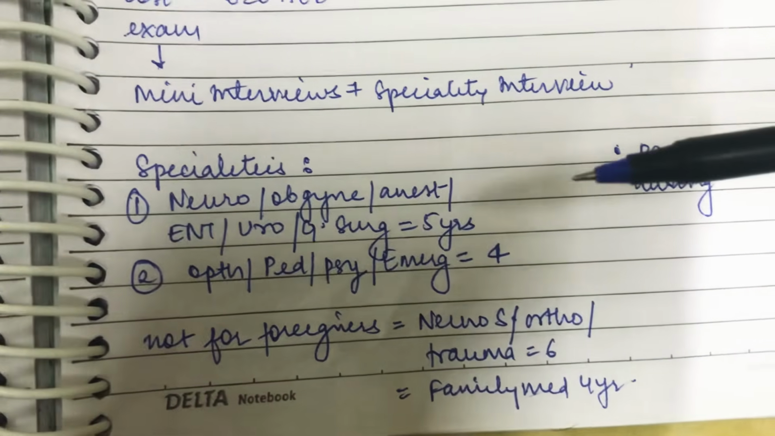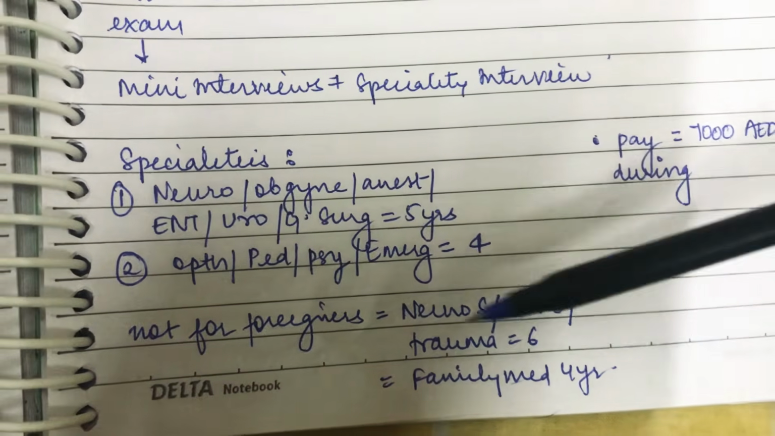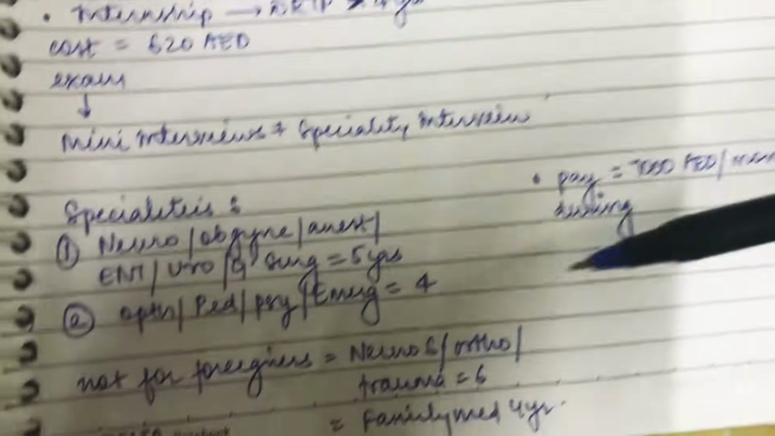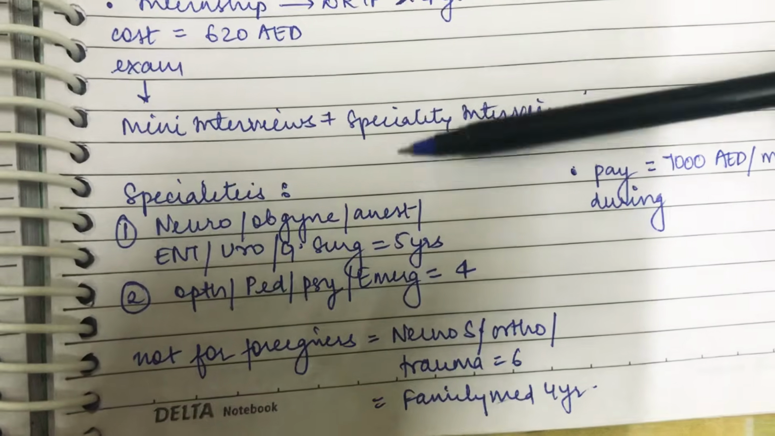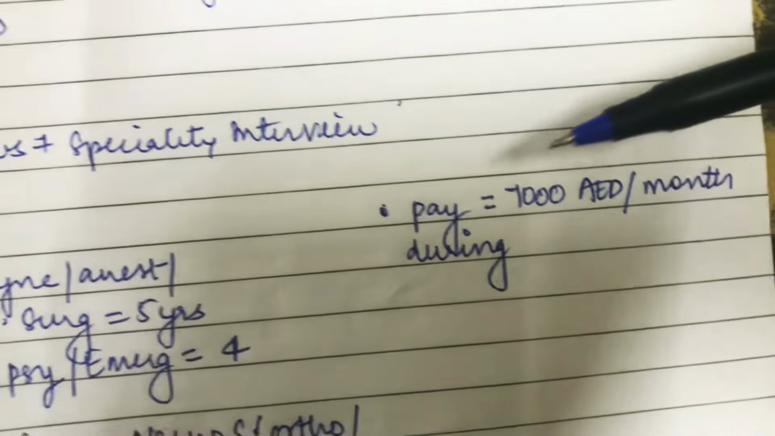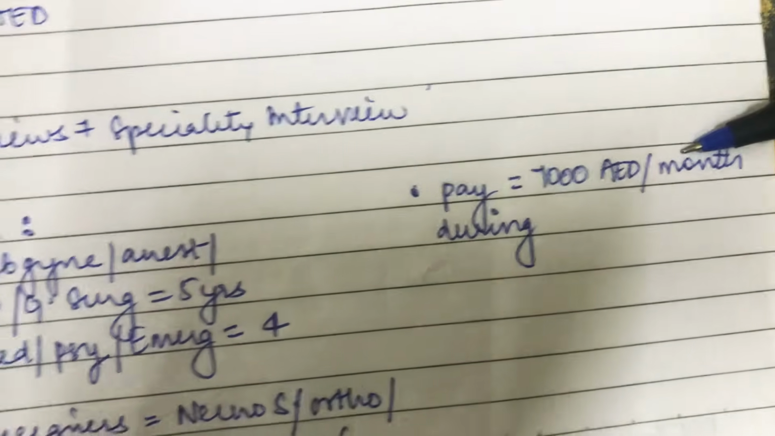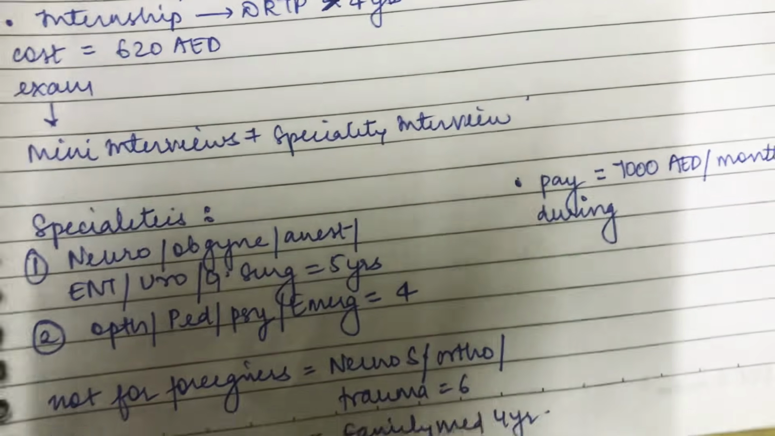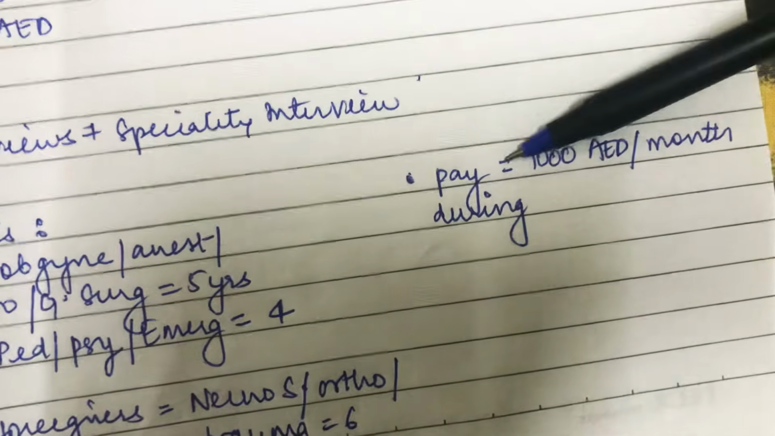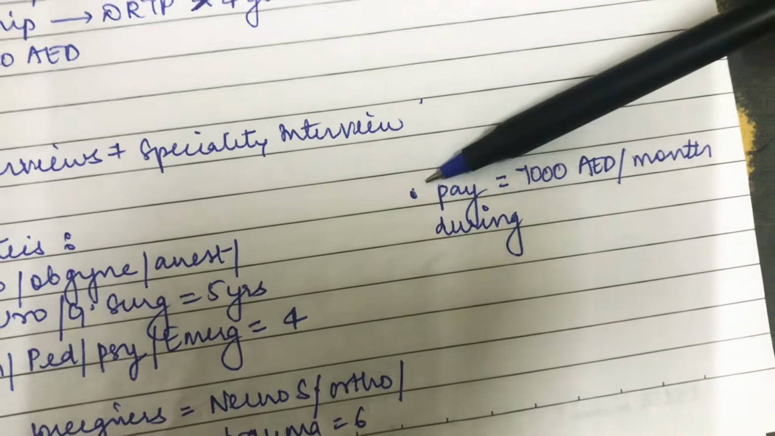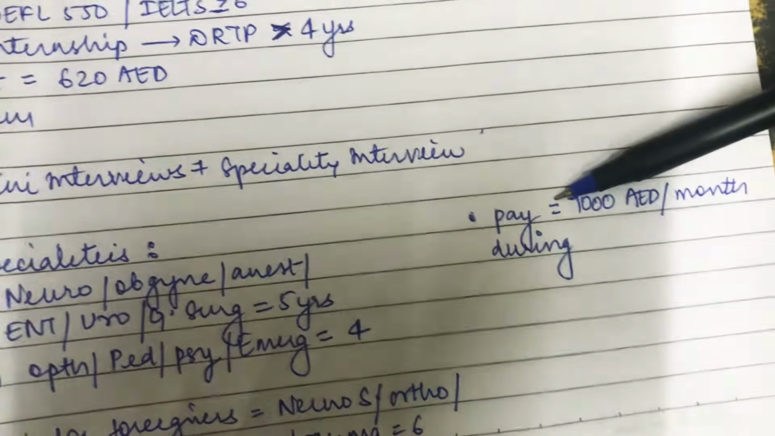So for us international medical graduates, this is not an option. So if you wish to do neurosurgery, you are not going to go to UAE. The pay scale, which is always the interesting part, is about 7,000 dirhams per month during your residency training. I told about the salary during normal job, and this is the salary during your residency program.